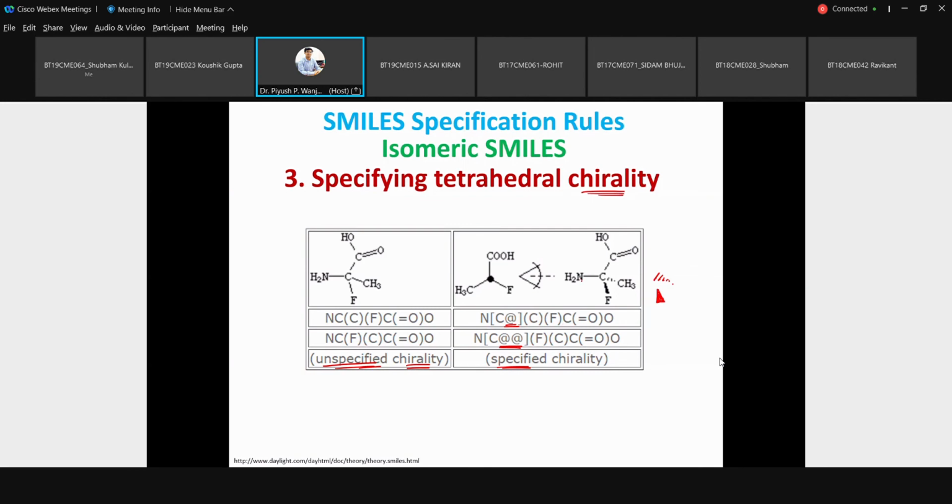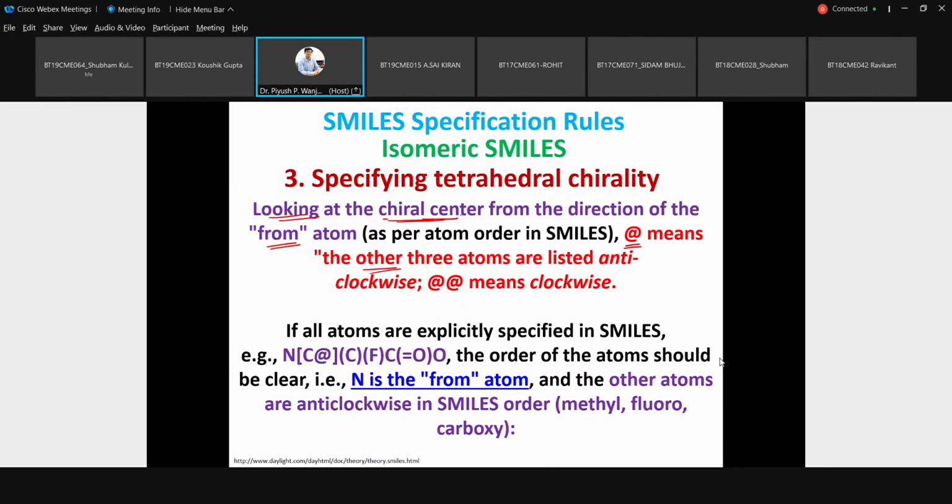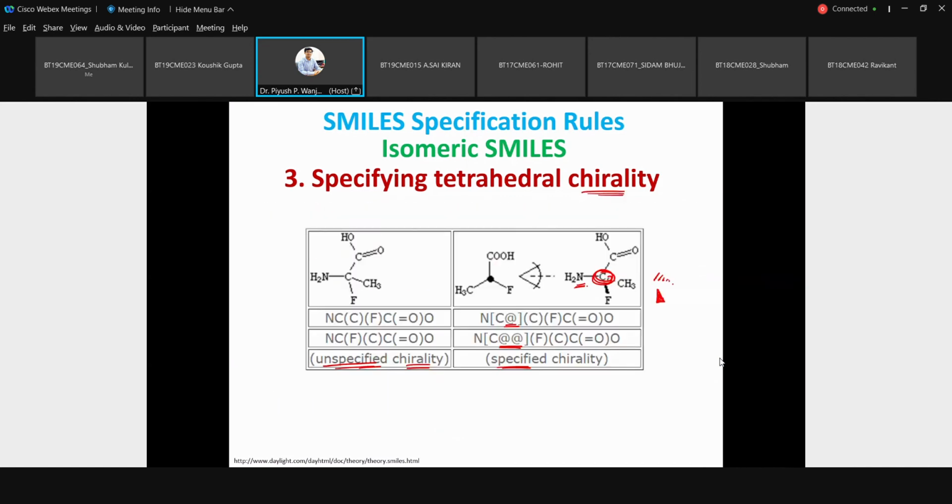There is this particular atom you have to consider as the central carbon. You consider this to be your central carbon, central atom, and you have to look from any of these four things towards this central atom, and then represent the other connections. So what I'm saying, the center atom here is your carbon atom, and that has been mentioned as your chiral center. Now you have to look at it from a from atom. In this particular case, you have started from nitrogen. So you are looking towards this carbon from the from atom.